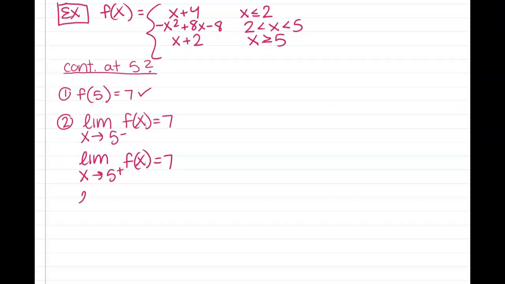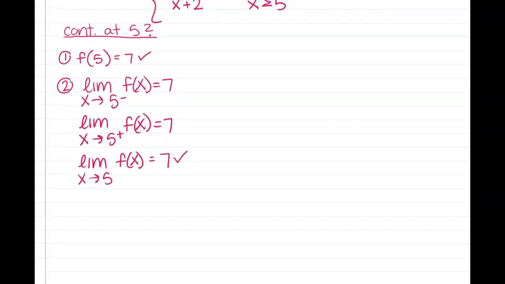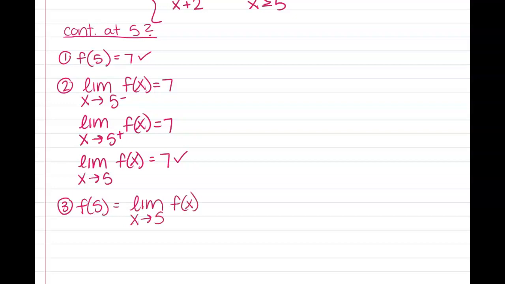Good. So those limits match. So then the limit as x approaches 5 of f of x equals 7. So the limit exists too. Step 3, well, f of 5 is equal to the limit as x approaches 5 of f of x, because they both equal 7. So yes, the function's continuous at 5.